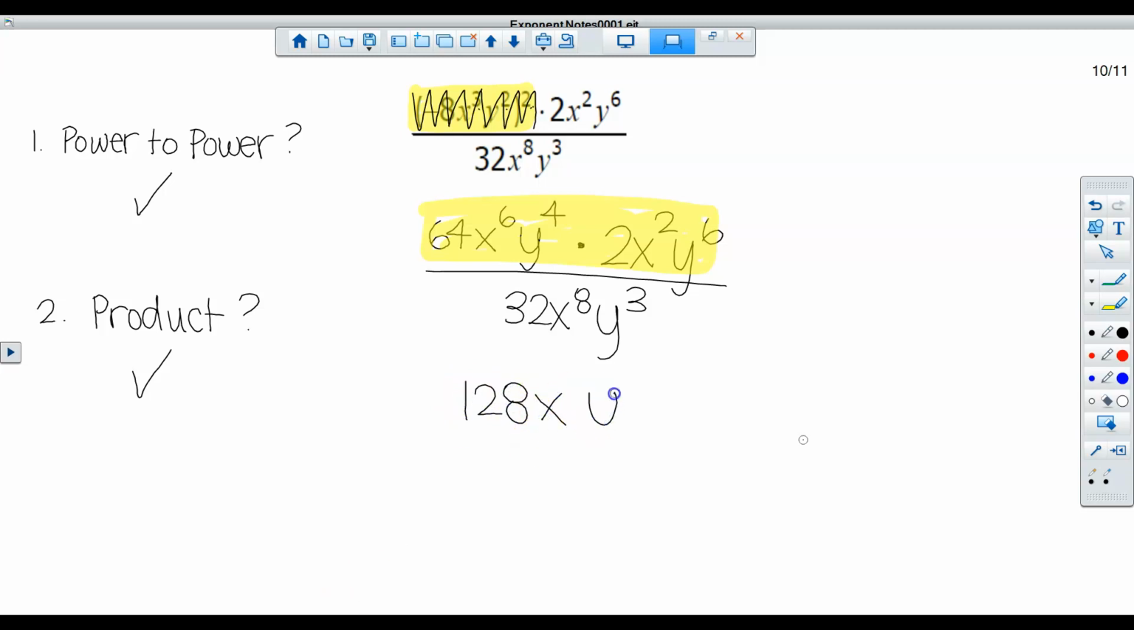Now I deal with my x's and y's, and I'm going to add exponents. This is product rule, so I add exponents. So for x, I'm going to add 6 plus 2 and get 8. And for y, I'm going to add 4 plus 6 and get 10. So 128 x to the 8th, y to the 10th is going to replace this product rule problem on the top. This part needs to move down.